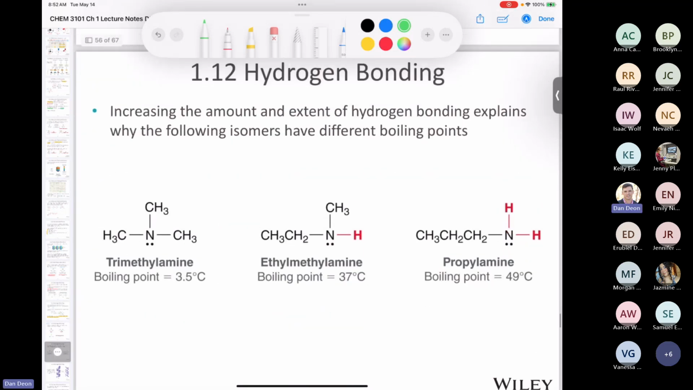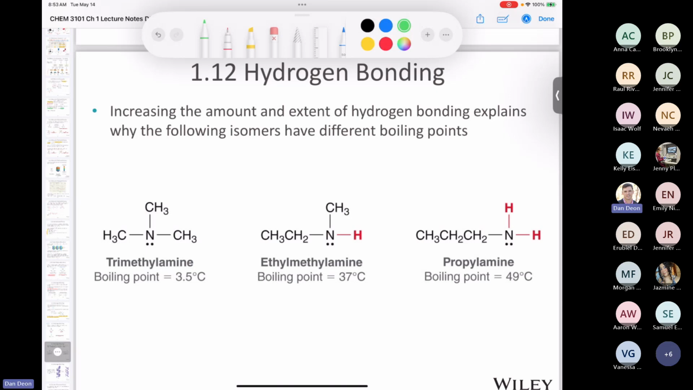Now, if we take a look at these three compounds here, you might have looked at the slides already, or maybe you read the textbook, and I hope you did before coming to class today. But what do you notice about these three compounds? Okay, so we have trimethylamine, ethylmethylamine, and propylamine. They all have different boiling points. But does anybody notice what's the same between all three of these? And again, it's not a loaded question. They all have nitrogen. Yeah, that's one thing.